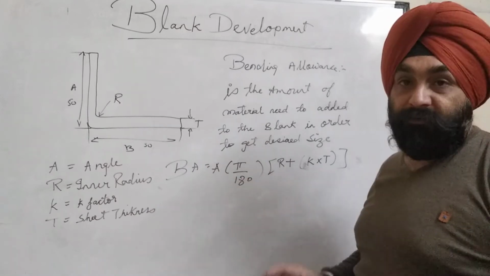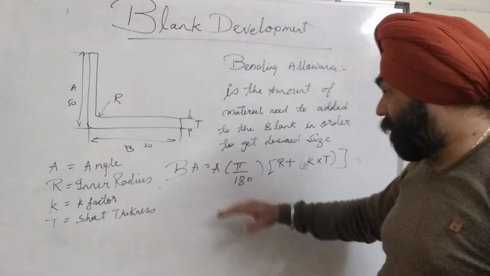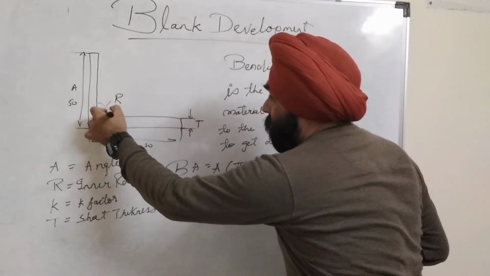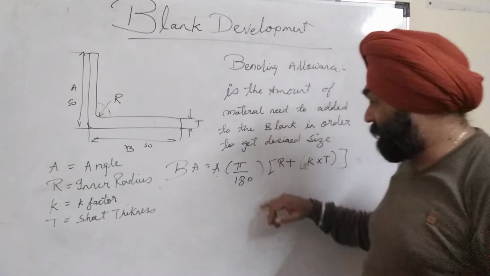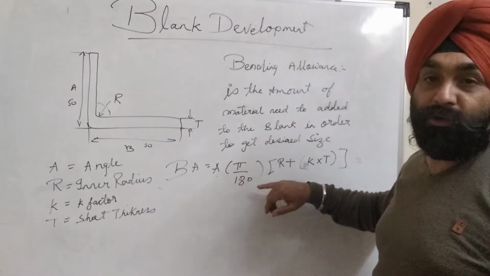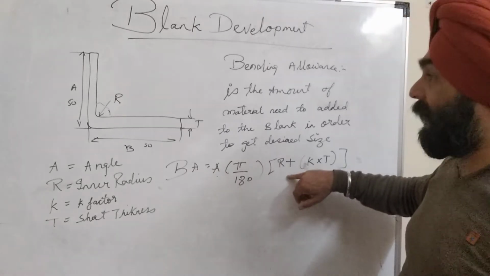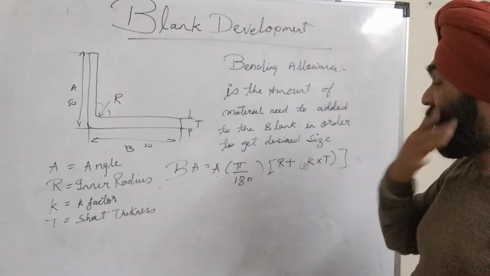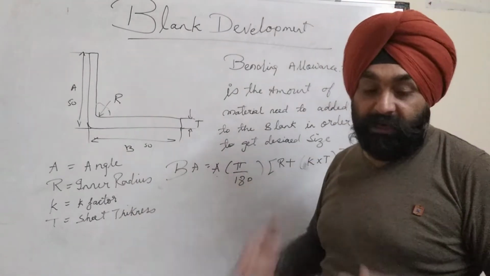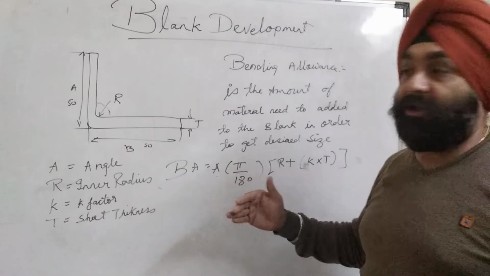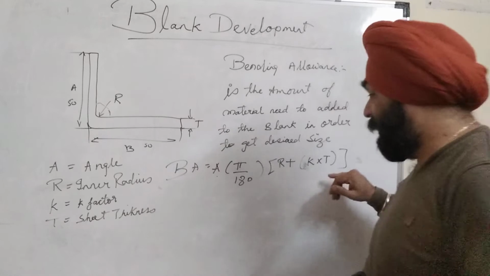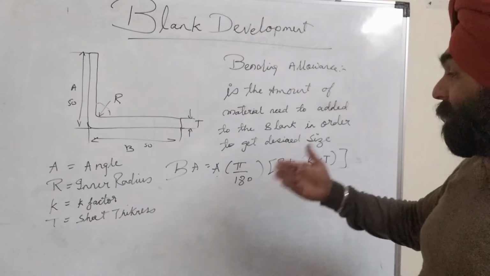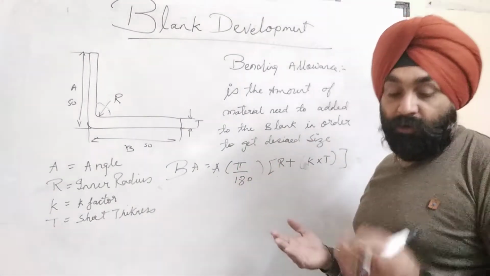Now there is a simple formula for the bending allowance: bending allowance equals A into pi by 180, where A is the angle, here it will be 90 degrees, and pi equals 3.14, multiplied by the bracket R plus K into T, where R is the inner radius, K is the K factor, which I will be covering when I take a case study or example going ahead in the video, and T is the sheet thickness. So let's go ahead and study this bending allowance with a good example.